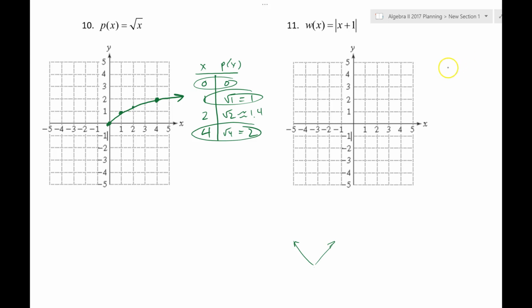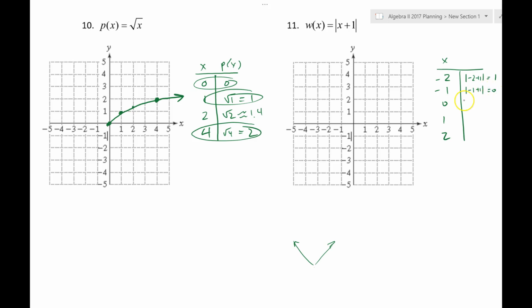So we'll go ahead and just create a table of values to find out where that's occurring. -2, -1, 0, 1, and 2, just some points in the middle of the graph. Absolute value of -2 plus 1 is -1. When I take the absolute value of that, I get +1. Here we have the absolute value of -1 plus 1. Remember, you have to evaluate what's going on inside the absolute value first. So -1 plus 1 is 0.